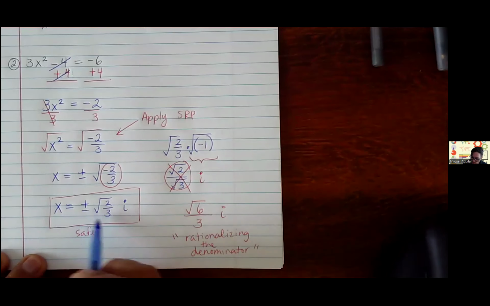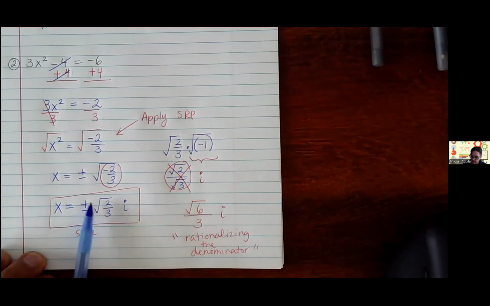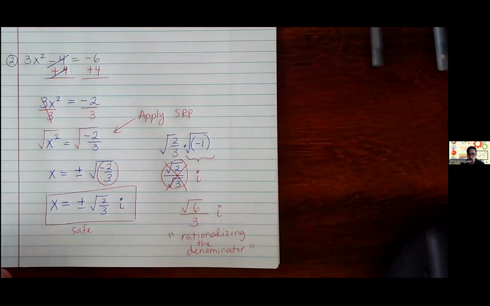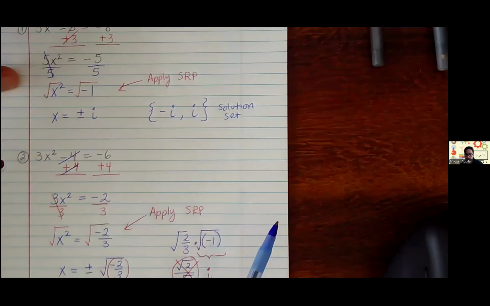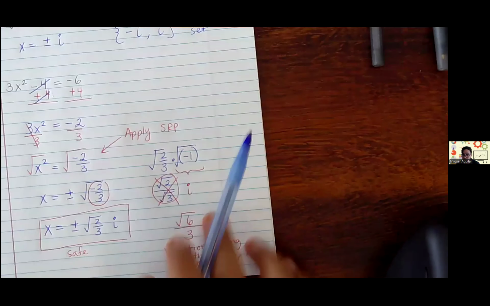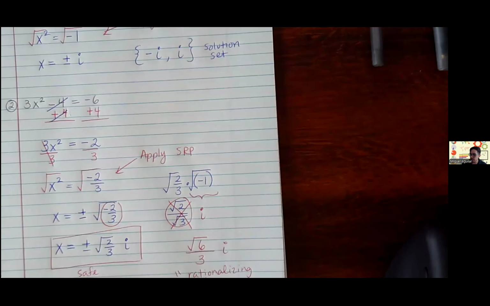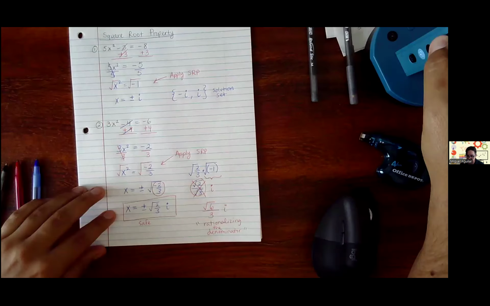So we can write our solution set using the plus or minus symbol here. That includes both the positive square root of 2/3 i and the negative square root of 2/3 i. Or we could write it out long ways the way we did with the previous example. But I think that you guys should be able to figure that out well enough. Okay. All right.